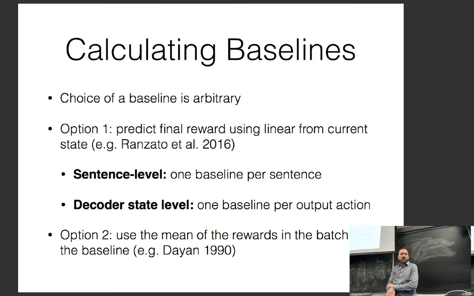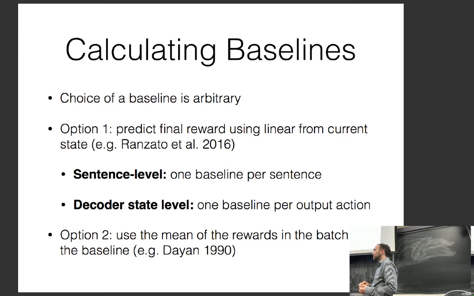Another thing that people do is they use the mean of the rewards in a mini batch for your baseline. So if you're doing mini batch training, you can just take the mean of all the rewards that you get and subtract that. So then the better sentences in your mini batch will get a higher reward, and the worst sentences in your mini batch will get a lower reward.